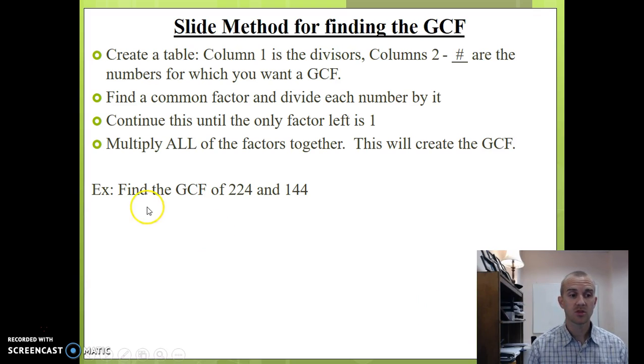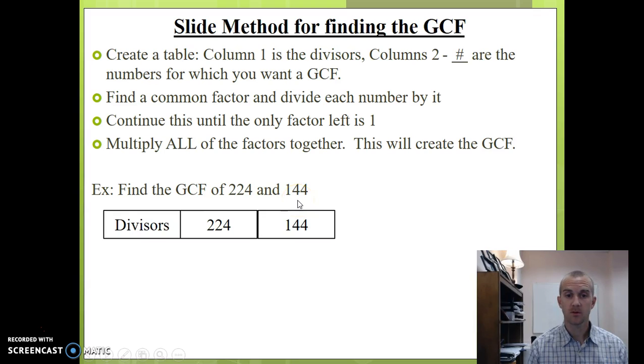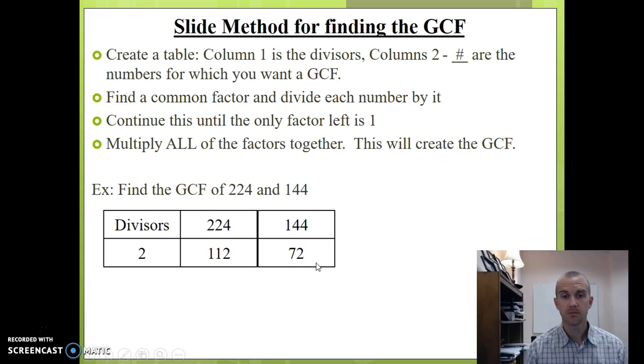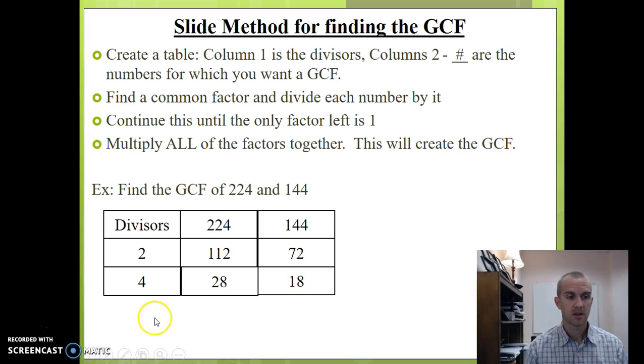So say we have the numbers 224 and 144. I can't tell you the GCF off the top of my head, but I can go through and factor and see what I come up with. So I know that I can divide both of them by 2. 224 divided by 2 is 112. 144 divided by 2 is 72. Now I could divide them again by 2, but I also know those numbers are divisible by 4. And that gives me 28 and 18.